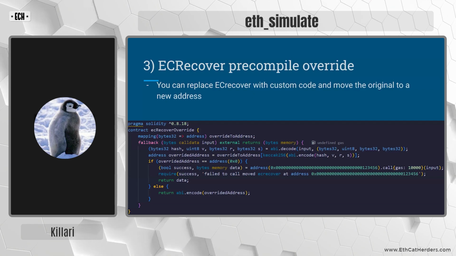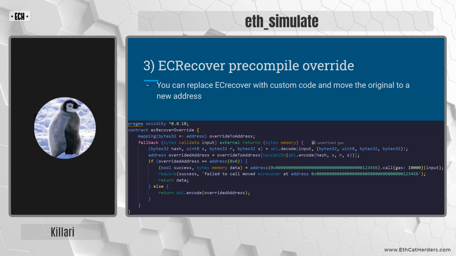So here's a Solidity contract that I have written that is supposed to replace the ECRecover opcode. When you are calling eth_simulate, you can replace the code, and you can also replace the ECRecover precompile with any code. This can spoof the signatures of any messages to be whatever we want.